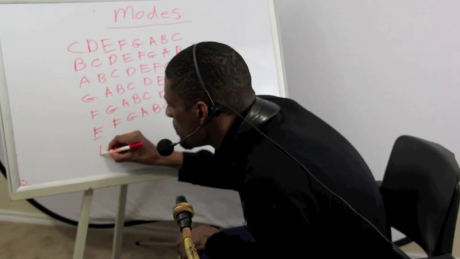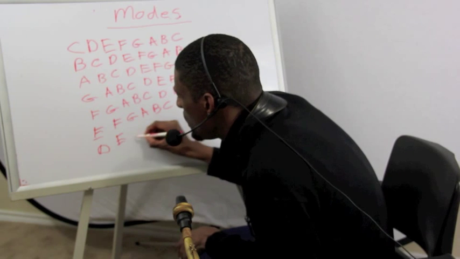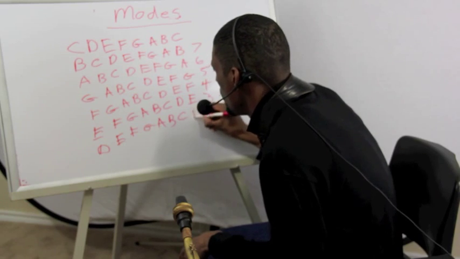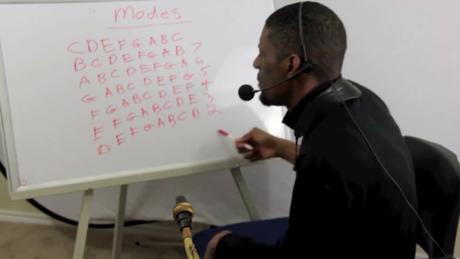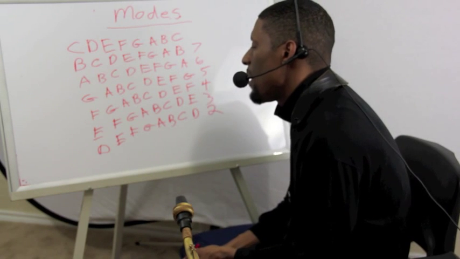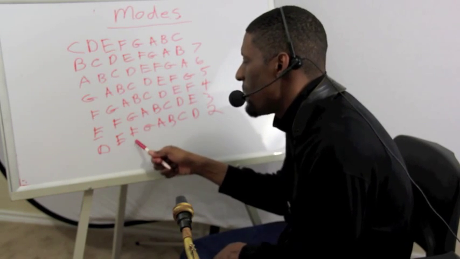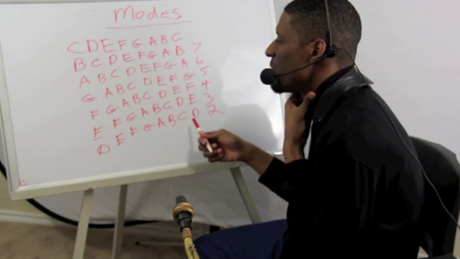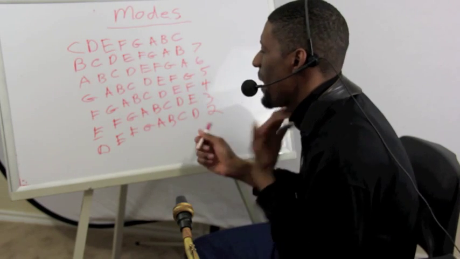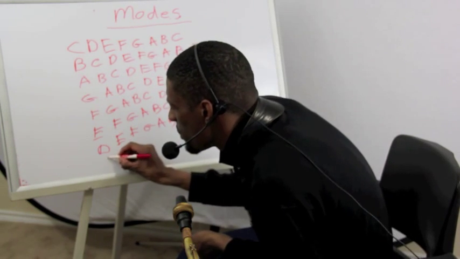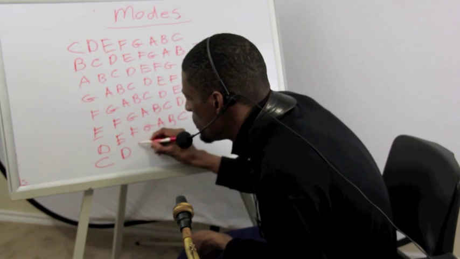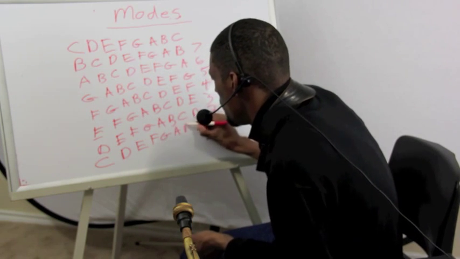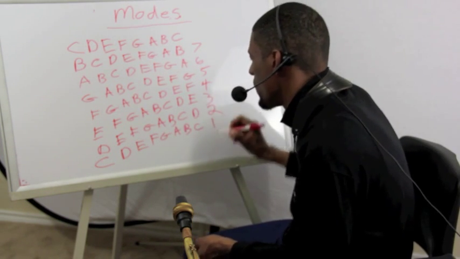Let's go ahead and go to the second one, which is D, E, F, G, A, B, C, D. And this is the Dorian minor. This one just has the minor 3rd in it, and it has the flat 7th in it. So yeah, that's the minor scale. And of course, we're back to the 1, C, D, E, F, G, A, B, C. 1.